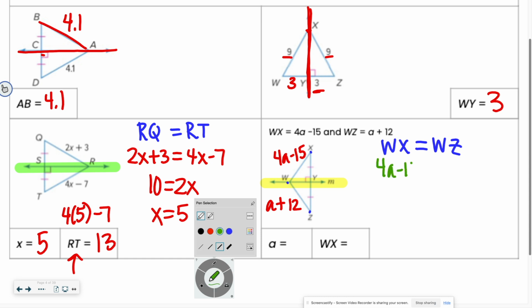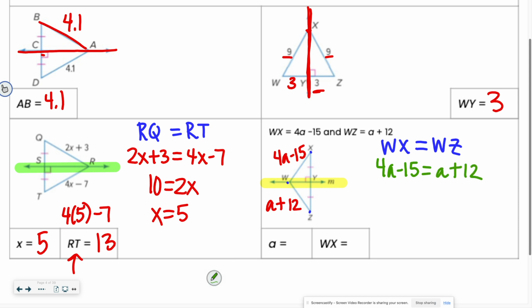4A minus 15 is equal to A plus 12. Get your variables to one side and your numbers to the other. Divide out and we find that A is 9. Very, very good. Plug back in for WX. So 4 times 9 minus 15. 36 minus 15 gives us a grand total of 21. Woo! Cruising. Very good, folks.